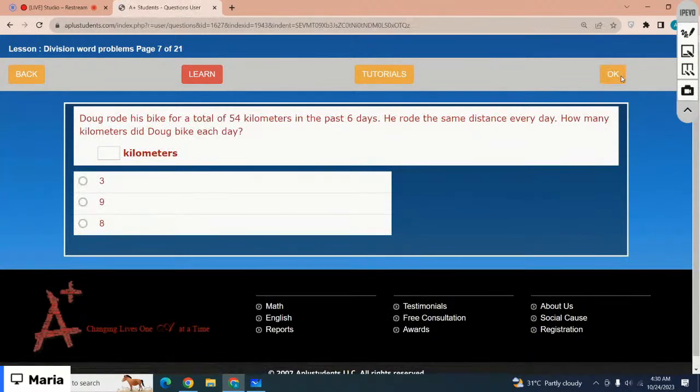Okay, the next one is Doug rode his bike for a total of 54 kilometers in the past 6 days. He rode the same distance every day. How many kilometers did Doug bike each day? So which is the correct option?